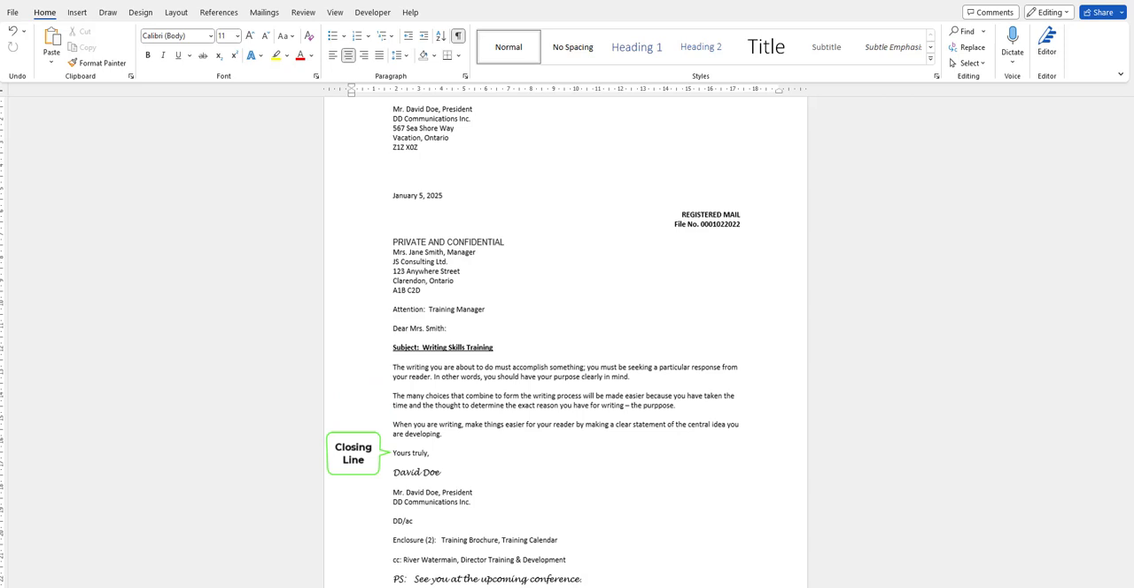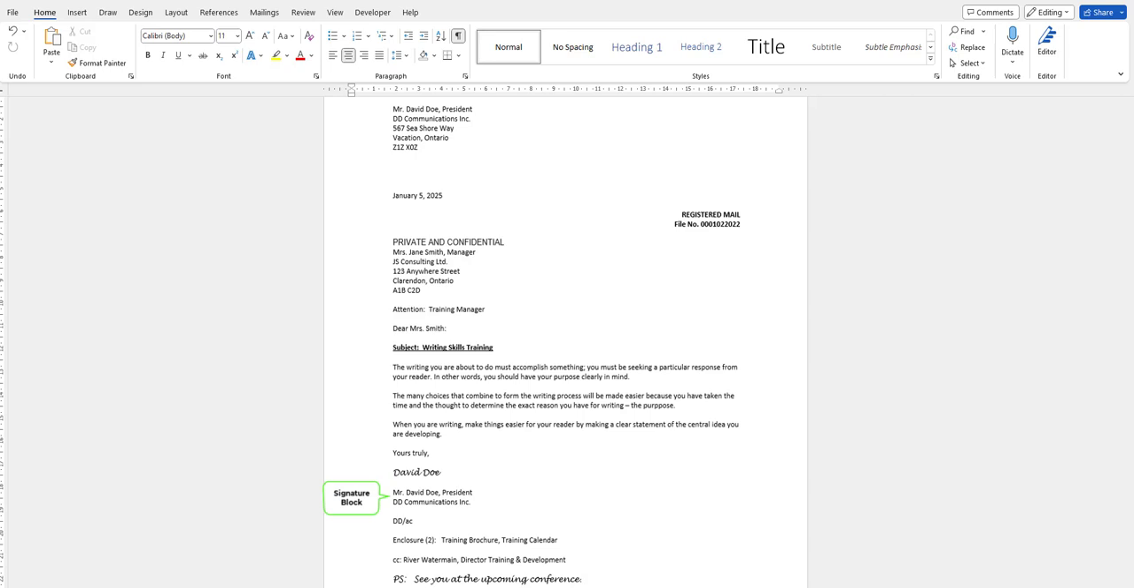The next part of the letter is the closing line. This is the standard way of saying goodbye in letter writing. It goes one line below the last paragraph of the letter. The next part is the signature space. This is the space for the author's signature. Leave 3 to 4 blank lines below the closing line. A quick tip: if adding signatures manually, be sure to sign in black or blue ink.